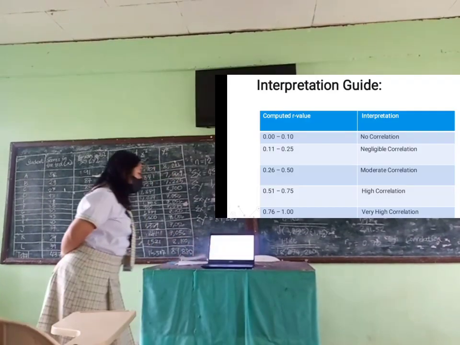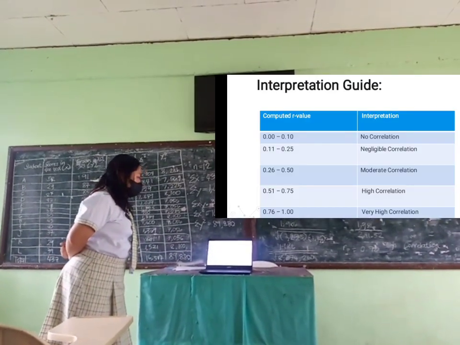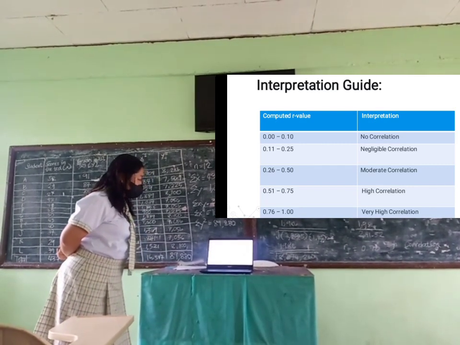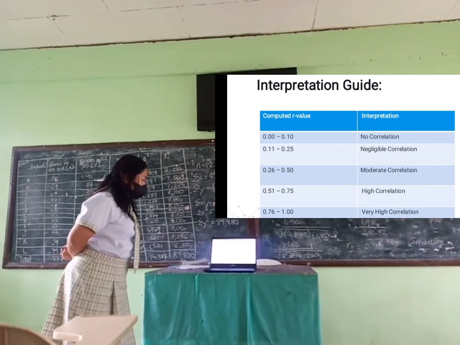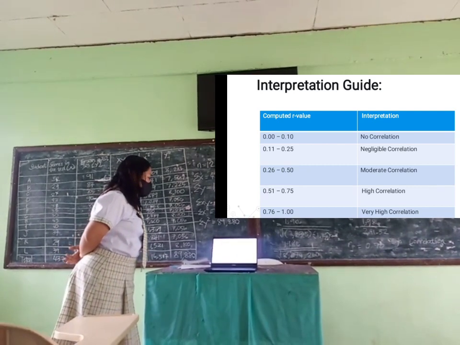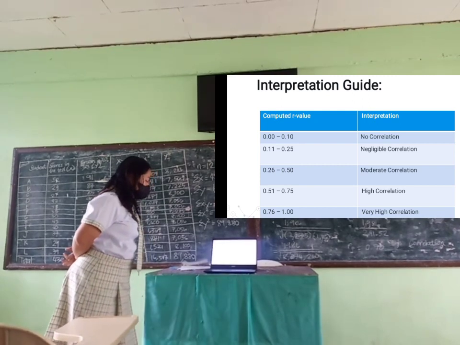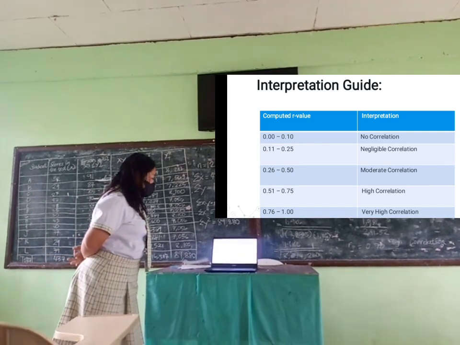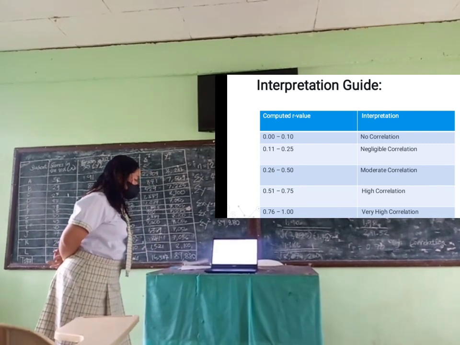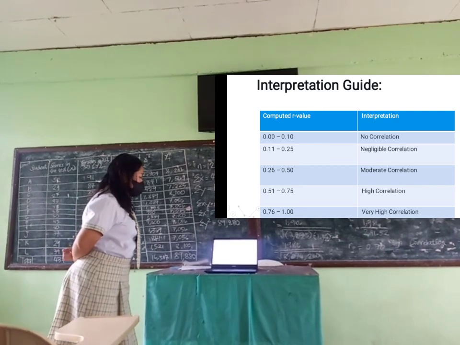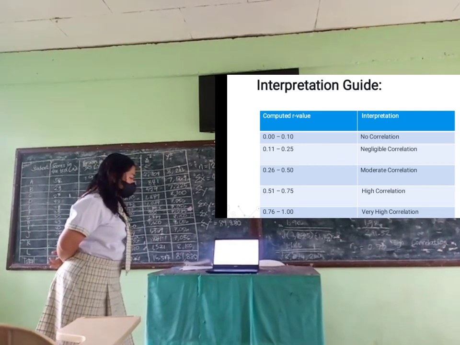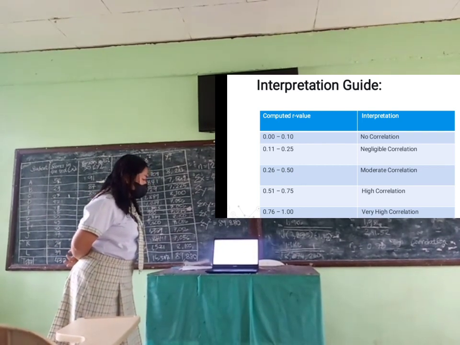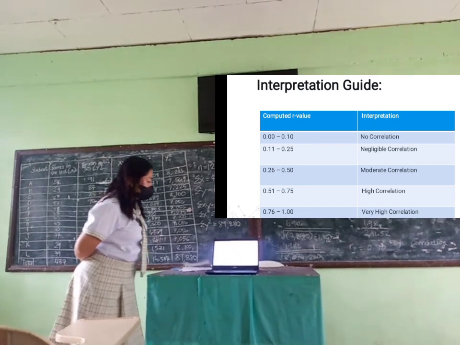So this is the interpretation guide of computing r value. 0.00 to 0.10, the interpretation is no correlation. 0.11 to 0.25, negligible correlation. 0.26 to 0.50, moderate correlation. 0.51 to 0.75, high correlation. 0.76 to 1, very high correlation.